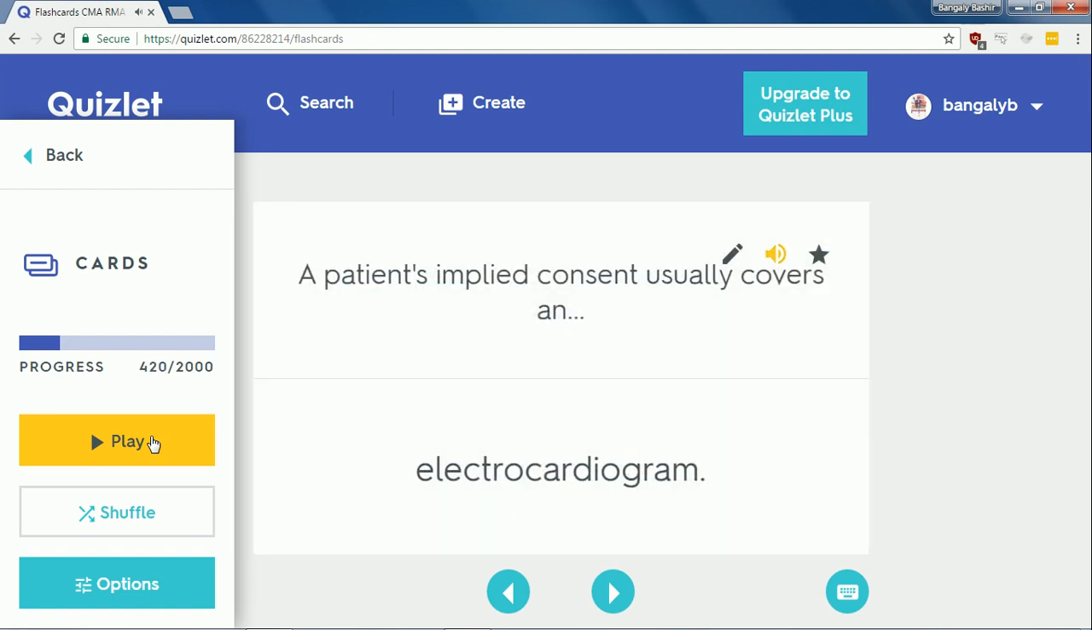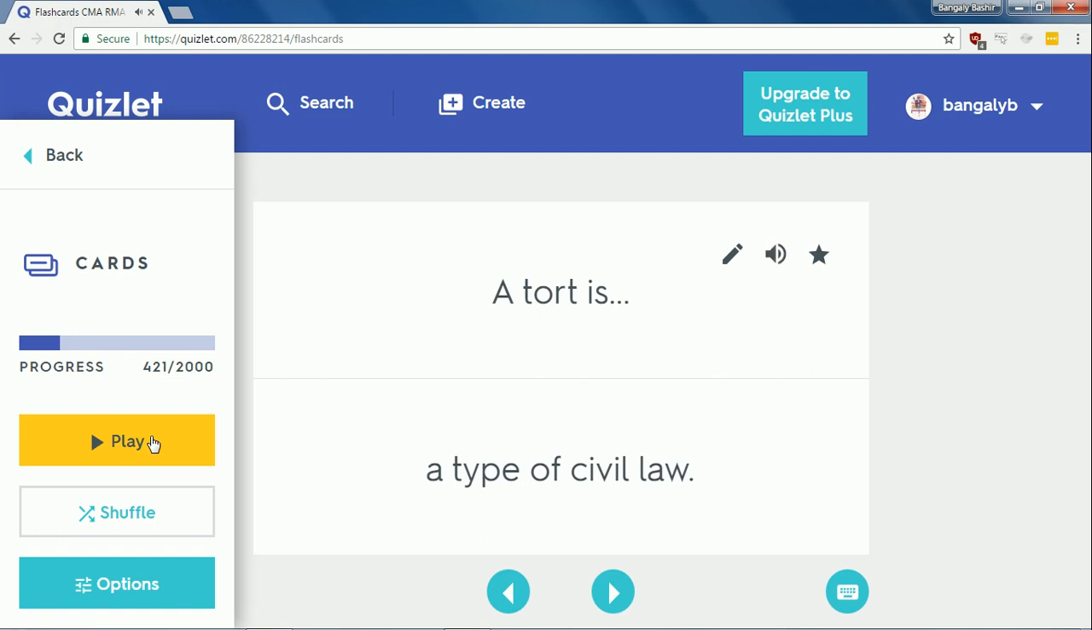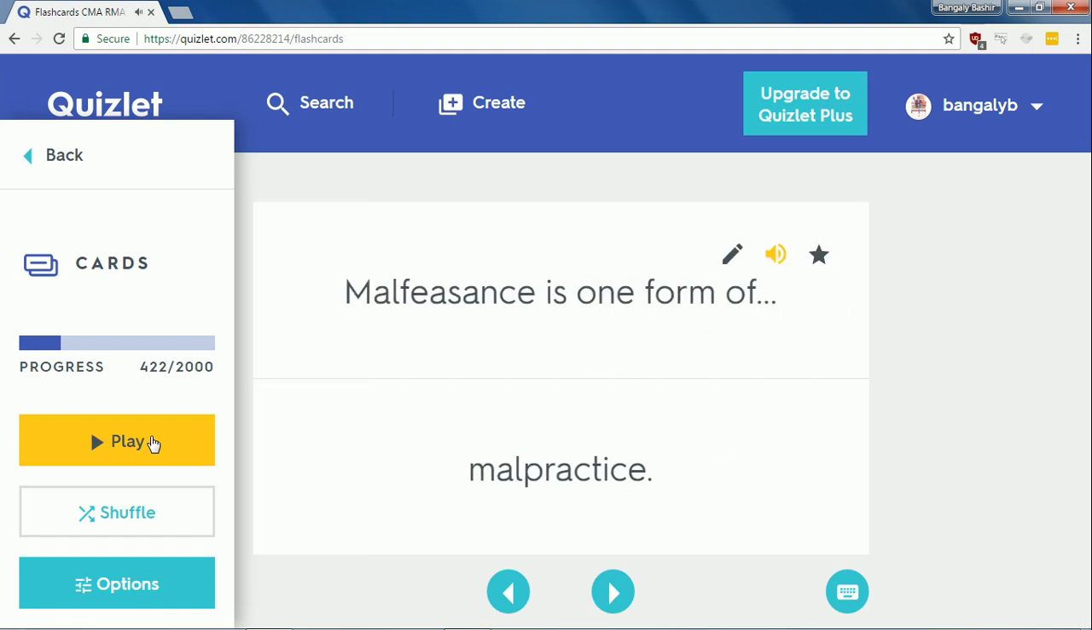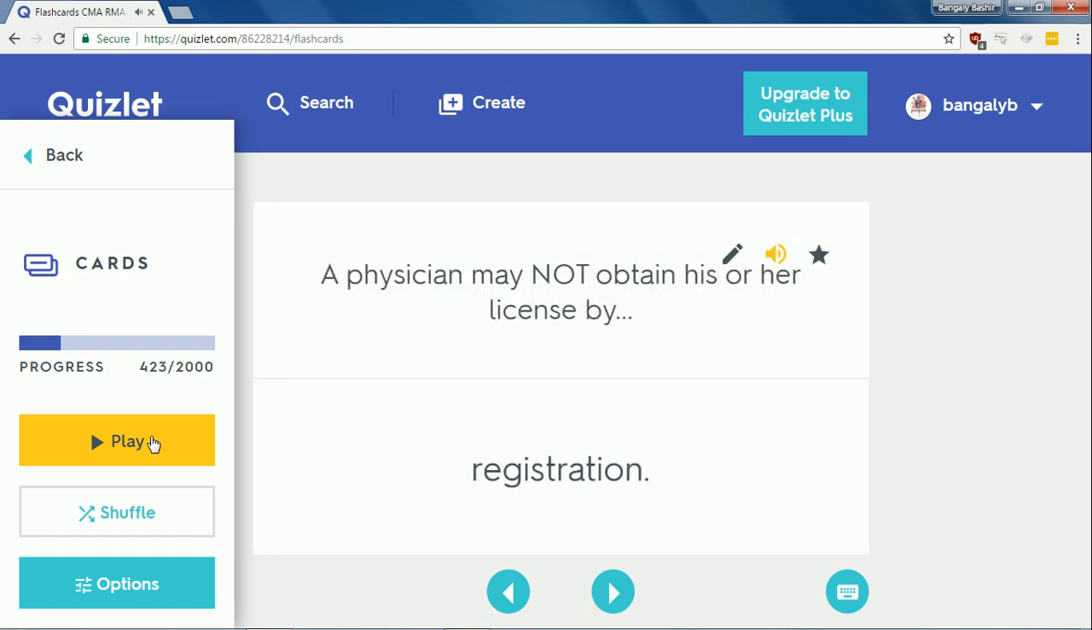A patient's implied consent usually covers an electrocardiogram. A tort is a type of civil law. Malfeasance is one form of malpractice. A physician may not obtain his or her license by registration.